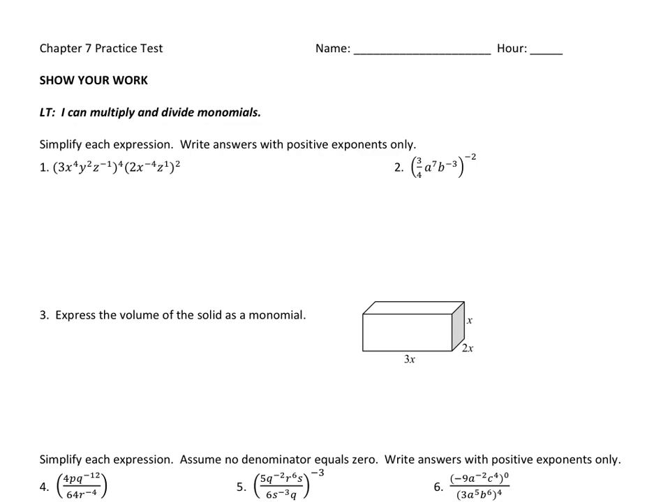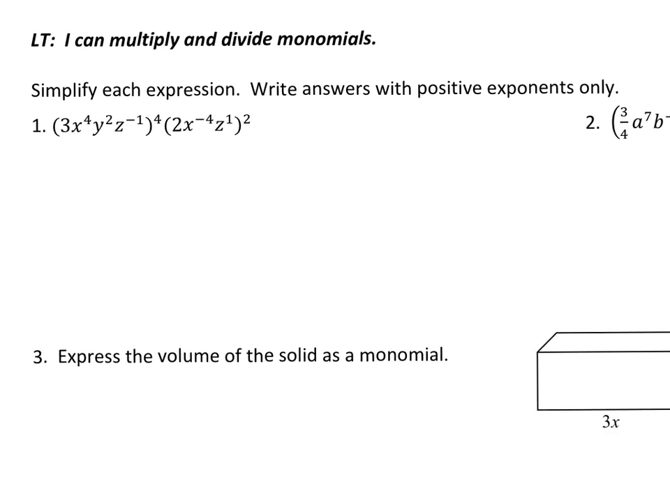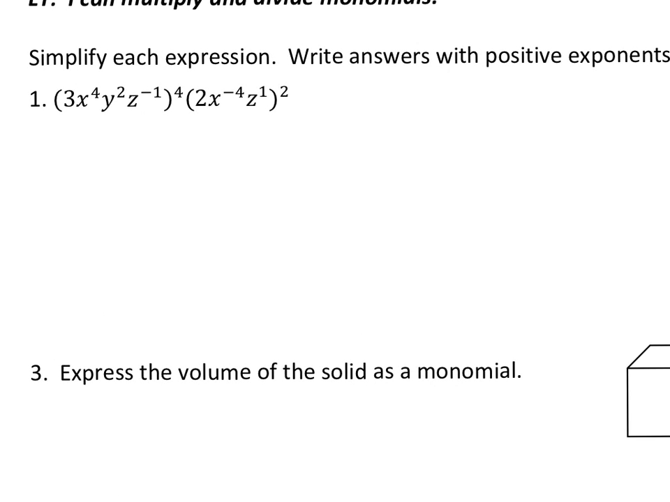Hello, I'm going to walk through each question on the Chapter 7 practice test, so let's get started. Number 1 is under the learning target: I can multiply and divide monomials, so we need to simplify this expression and write our answer with positive exponents only. I'm going to go ahead and zoom in here on number 1.